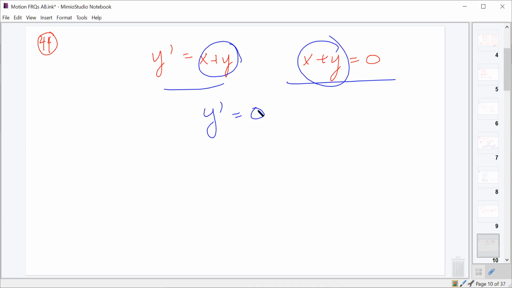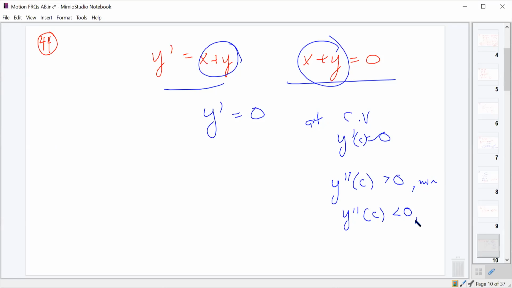But we can use the second derivative test, which says at a critical value where y prime equals 0, not where y prime is undefined, but where y prime is 0, we'll say y prime of c equals 0. Then y double prime of c, if it's positive, then we have a min. And if y double prime at that c value is negative, we have a max. Okay? Because this is concave down and this is concave up.